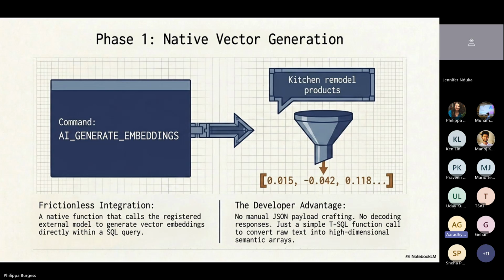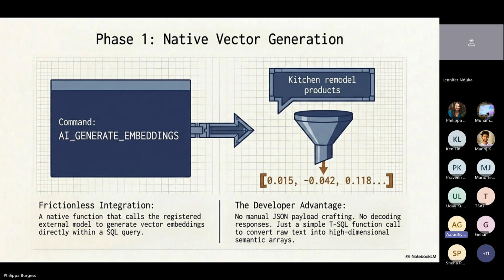So now, native vector generation with seamless integration. A native function that calls the registered external model to generate vector embeddings directly within SQL code. With native vector capabilities, we completely eliminate this developer friction using a single PostgreSQL function that you can see in the command, ai_generate_embeddings. Now, what this function does is act like a native translator within the SQL query engine.